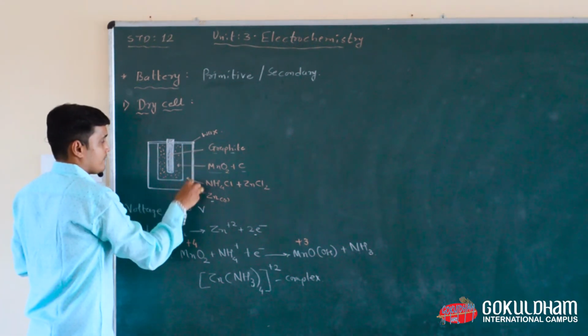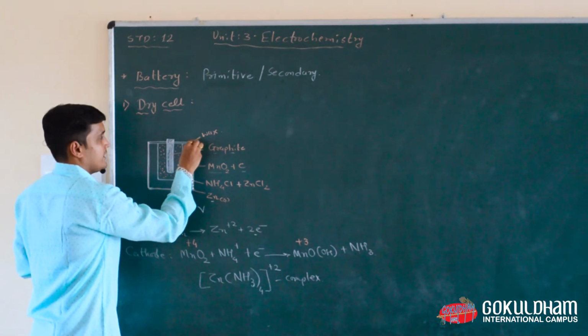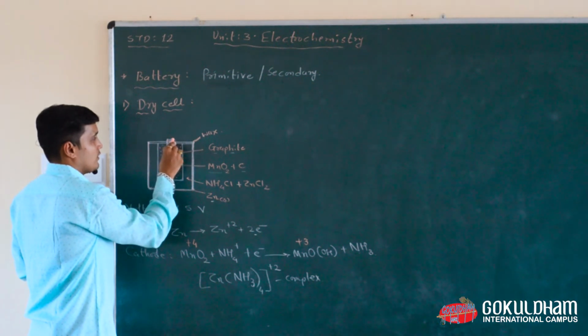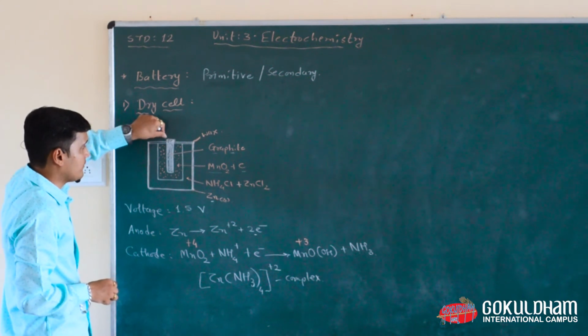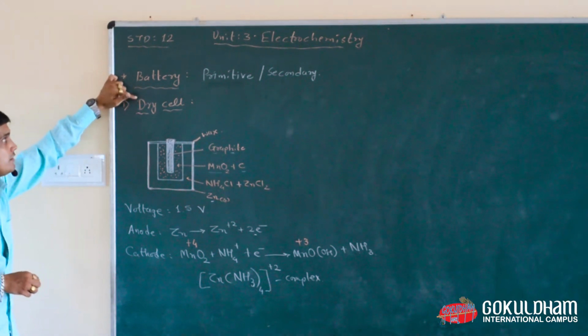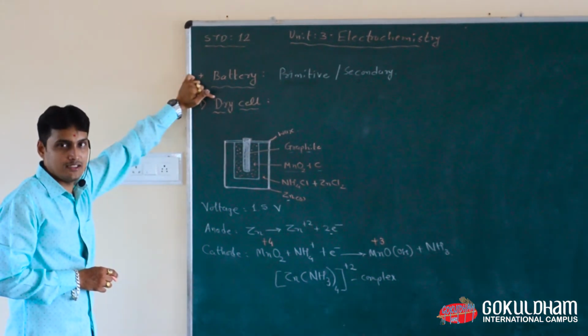This cell is sealed by high quality wax, and this graphite is covered with an anode cap. This is also made up of zinc. So this is the information about the dry cell, or you can say galvanic cell.